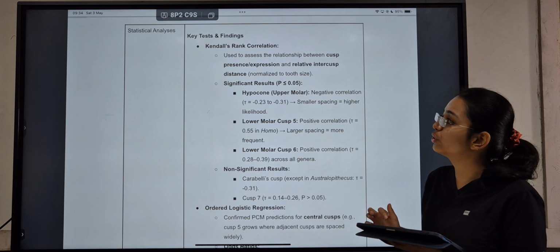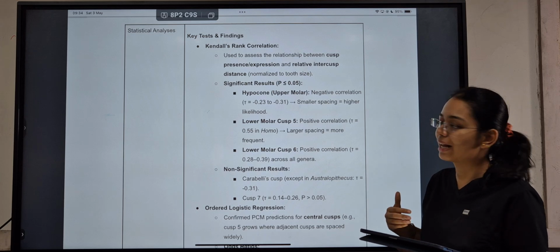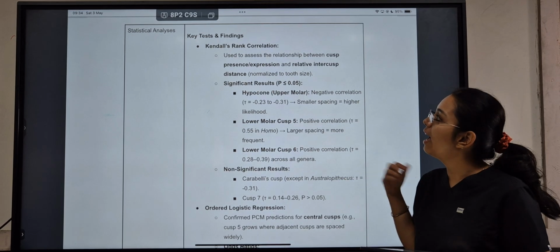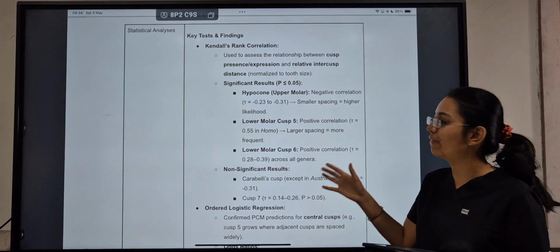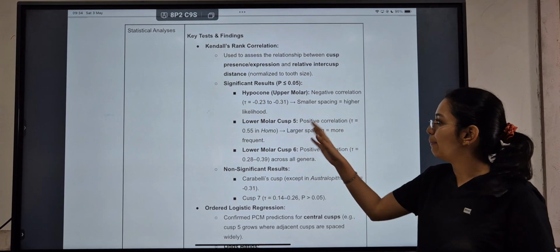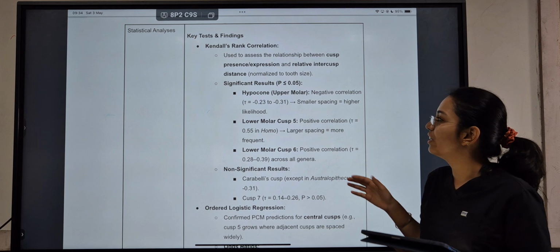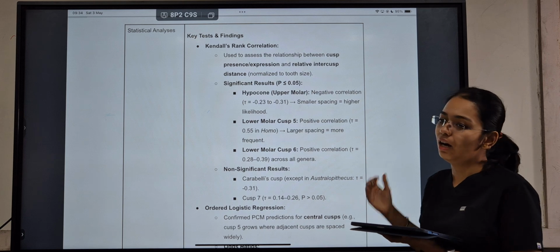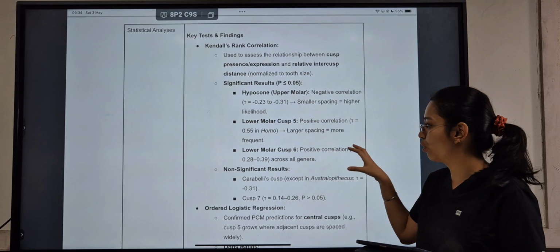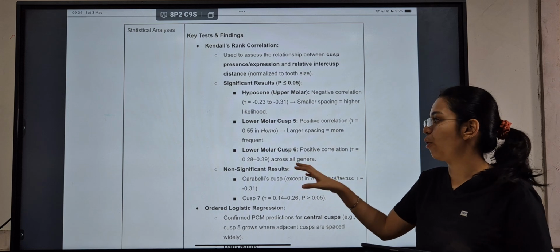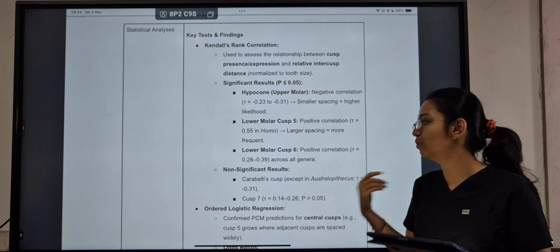The key test used was the Kendall correlation test. That was used to assess the relationship between the cusp presence or degree of expression and the relative intercusp distance. So a significant distance was seen. The p-value was less than 0.05. For the hypocone, that is the upper molar, there was a negative correlation, which indicated smaller spacing, that is, a higher likelihood. For lower molar cusp 7, it showed a positive correlation in Homo sapiens. Larger spacing means that it is more frequent.